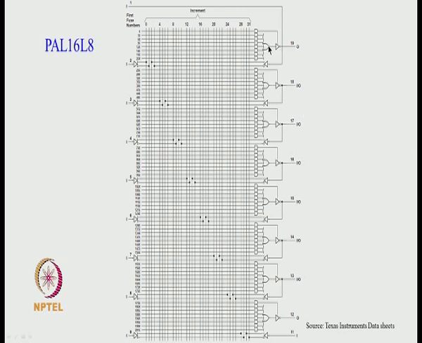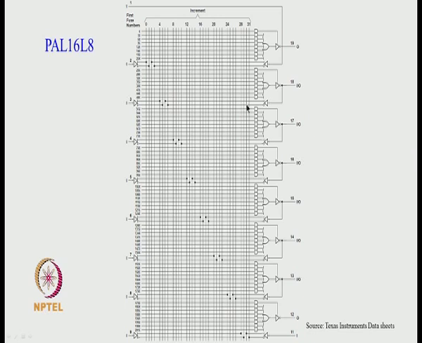The top one and the bottom one are dedicated outputs. And look at this section: 1, 2, 3, 4, 5, 6. When you enable this tri-state gate it acts as an output, but if you cut it off then this acts as an input.